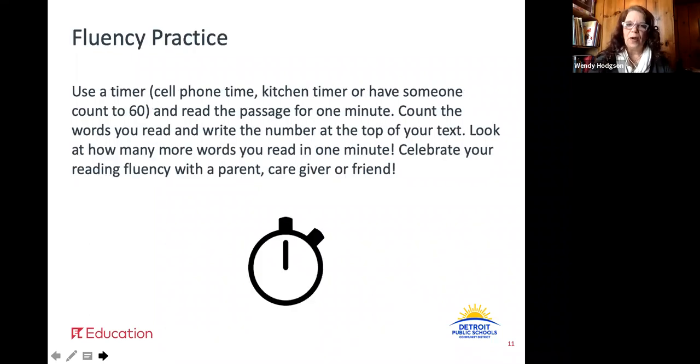And then for your fluency practice today, I'd like you to use a timer and read the passage for 1 minute. See how much further you get than you did on your first read of this. Put a little mark on the page and maybe add up the words and put them in the margin.